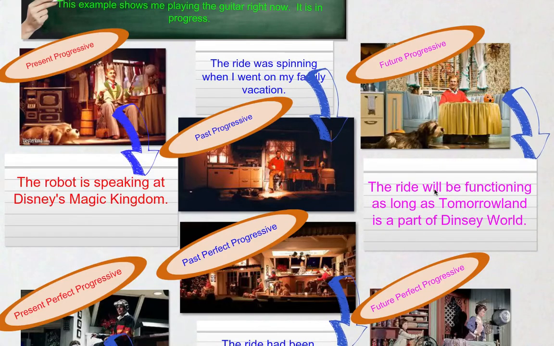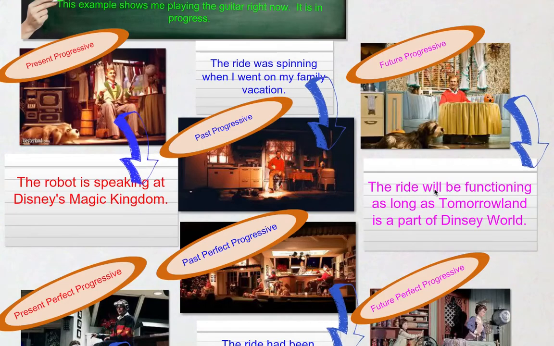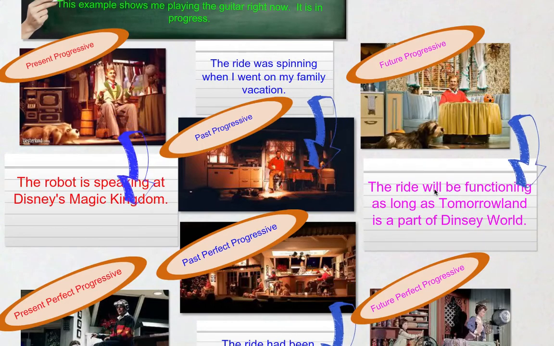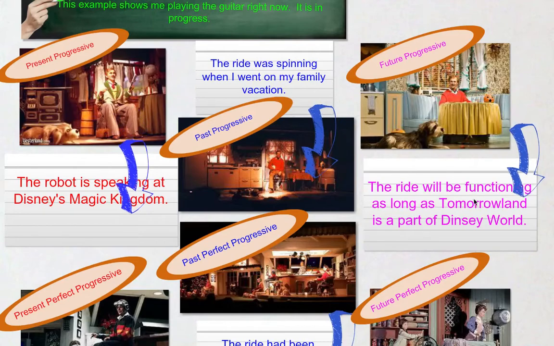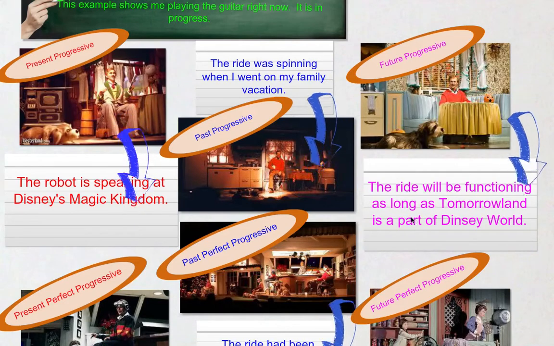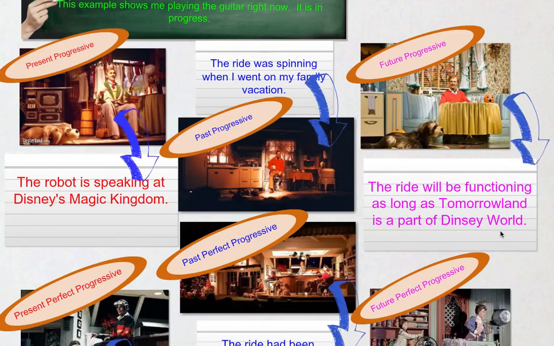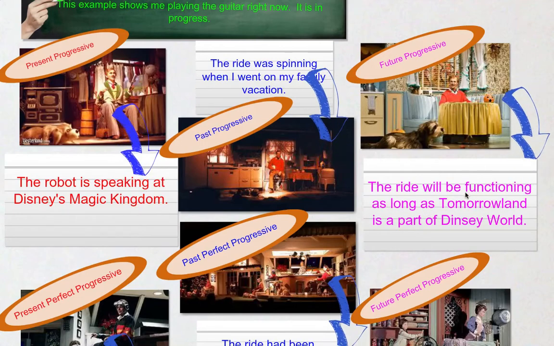Every time you're talking about future progressive, that means something that will be going on in the future. The ride will be functioning as long as Tomorrowland is a part of Disney World. So that's something, an event in the future where that is happening.